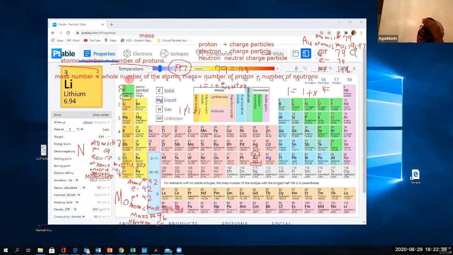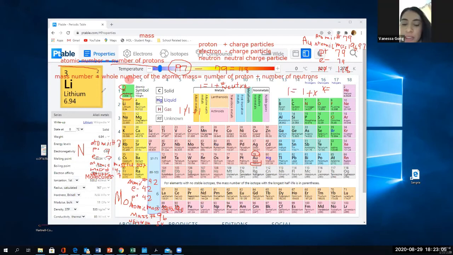Atomic mass, atomic number, atomic mass number. Okay. Yes. Atomic number. So I just need to go step by step. Okay, pretty good so far? So, Professor, the mass number is the one you round off, right? That's right.